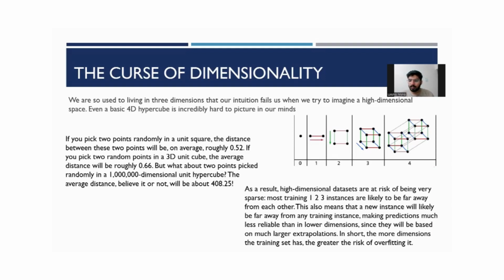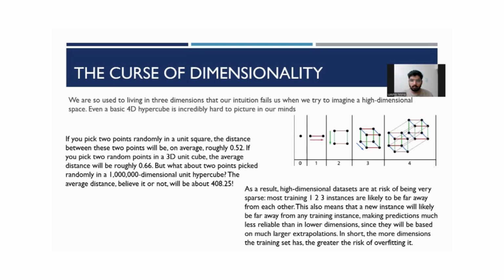The result of this is that our high dimensional data sets become very sparse. Most of the training instances are likely to be far away from each other because there is too much distance between them. In a huge space, the points are very few. It also means that if a new instance comes, it will likely be very far away from the training instances, which means it is much more difficult for us to make good predictions as compared to lower dimensions.